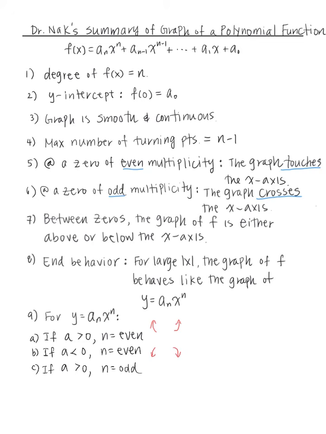Next, if a is positive and n is odd, the tail end of the graph is going to go, remember the disco motion, left hand side is going to go down, right hand side is going to go up. Lastly, if a is negative and n is odd, it's going to behave the other way around. So you're going to have up and then facing downward. And I think this is a pretty good summary. I don't want to add any more.